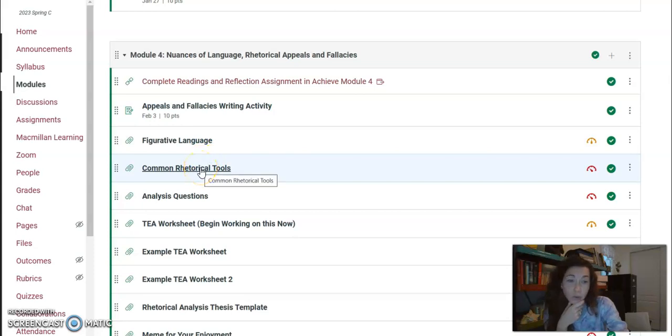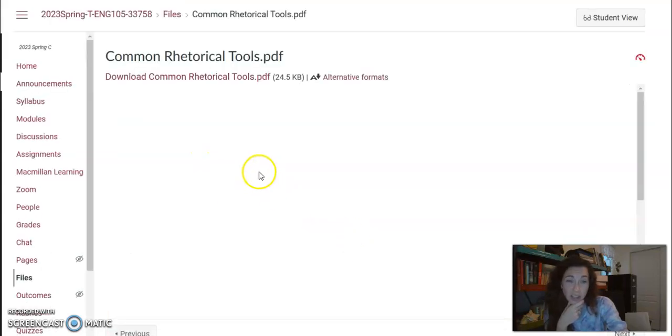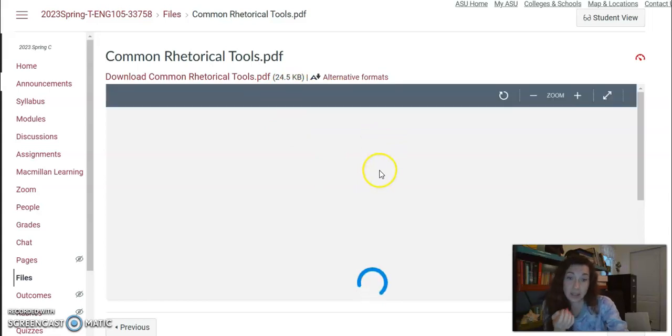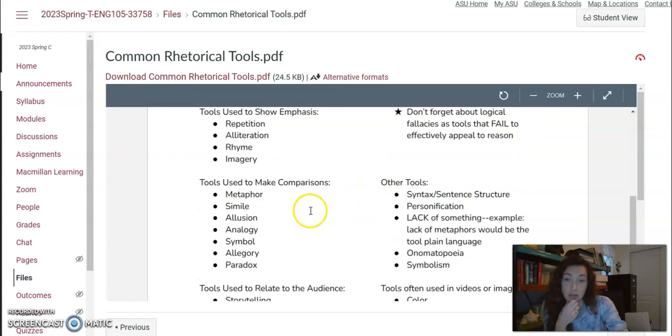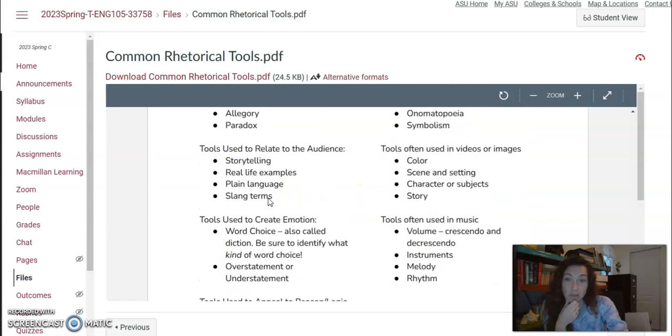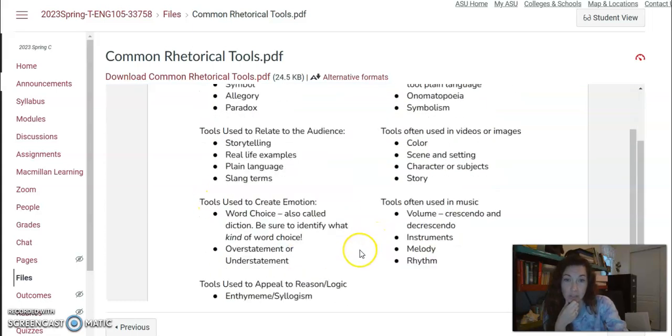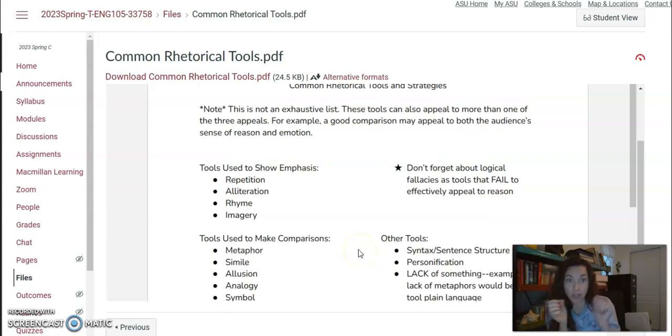We've got common rhetorical tools that authors use if you get stuck, if you're not super familiar with what rhetorical tools are. And these are the tools that appeal to the audience's sense of ethos, pathos, and logos. Remember, authors don't use ethos, pathos, and logos. They use these tools to create emotion, to create a sense of logic, okay? So you see, tools used to create emotion, tools used to appeal to reason. You don't use reason, like you're like, I'm using reason on you. No, you're doing something that appeals to the sense of reason.